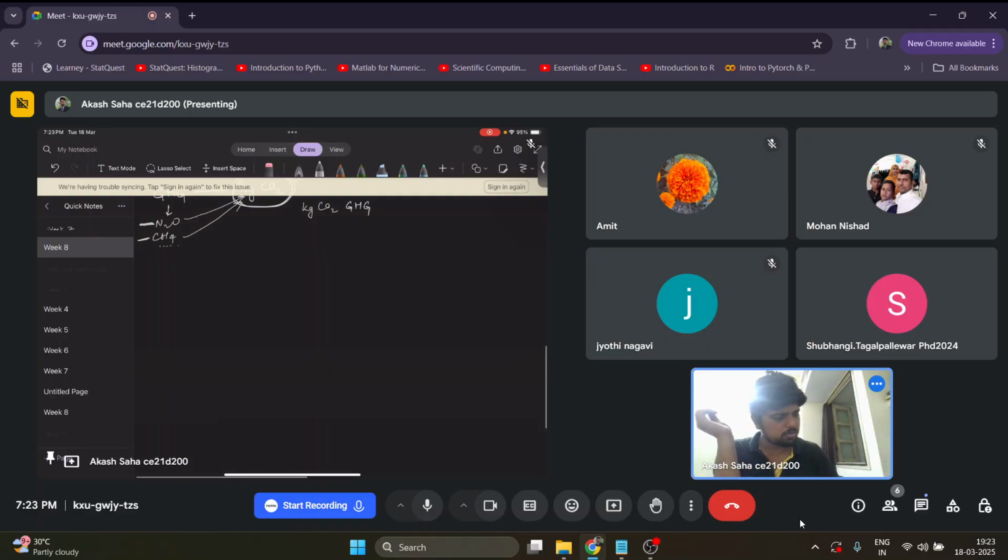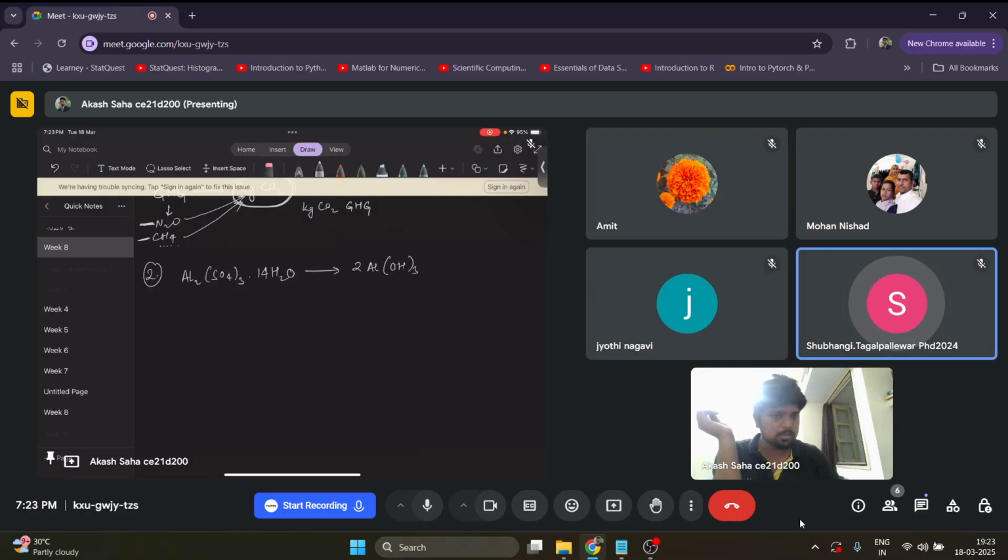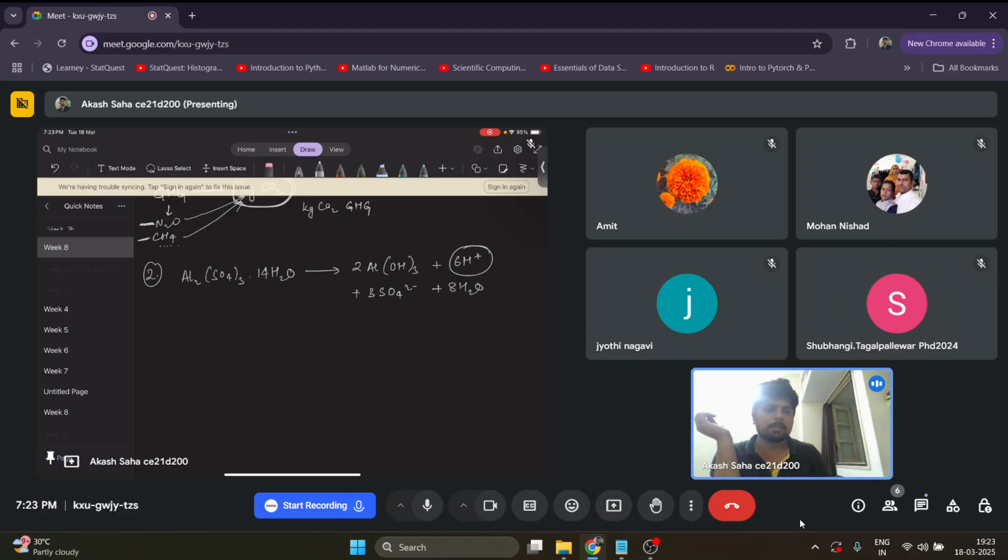Yeah, the formula given is Al2(SO4)3·14H2O gives 2Al(OH)3 plus 6H plus, 3SO4 2 minus, plus 8H2O. So this is for the number of moles of H plus that is being liberated. Based on that we can calculate.